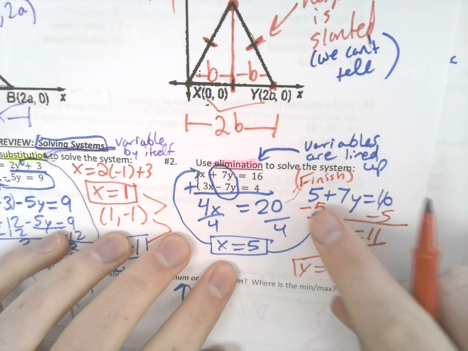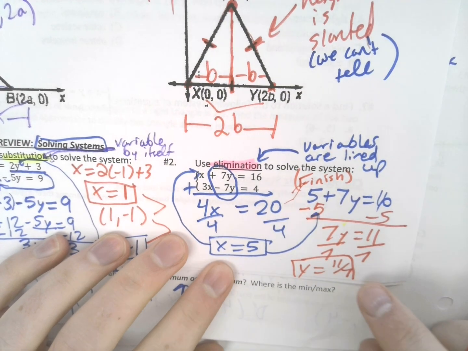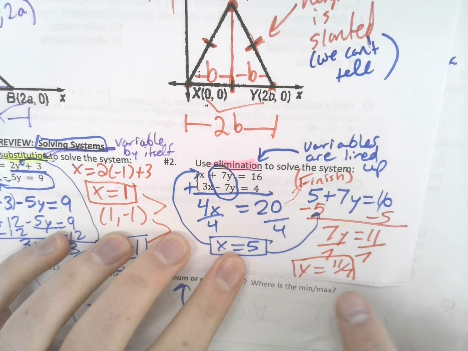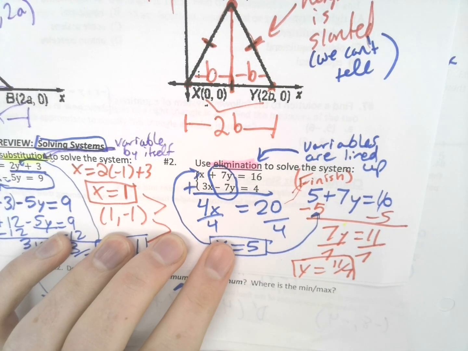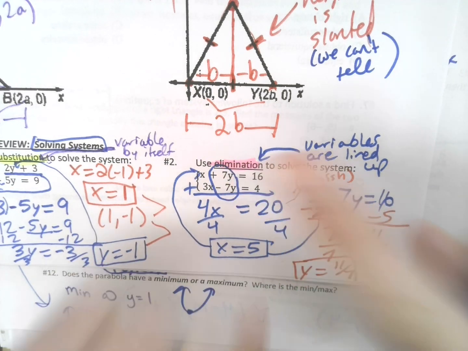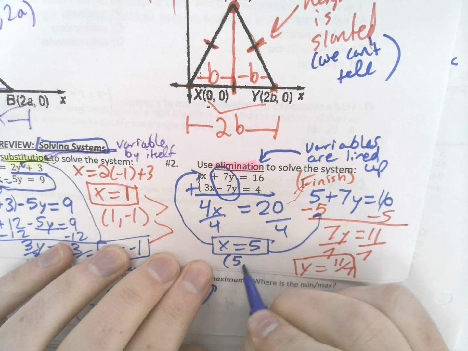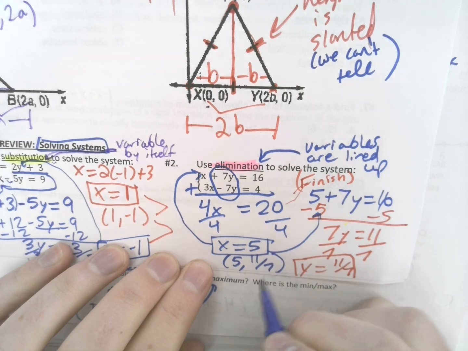So when you work this out, subtract 5 and divide by 7, did you get a fraction? Good. So y is going to be 11 over 7. X is going to be 5. So the point where these two lines intersect is at 5, 11 over 7.